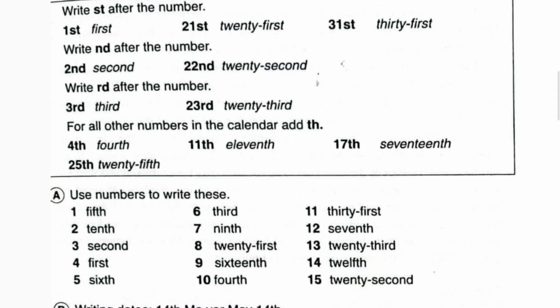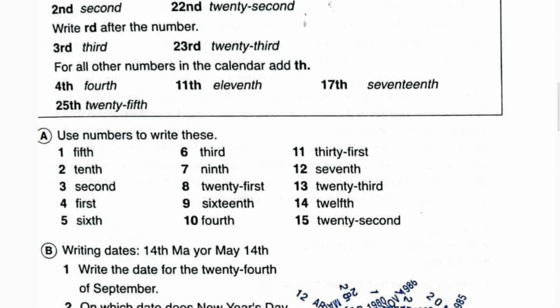After this, we're getting some exercises. Let's do those. First exercise is use numbers to write these. Here, 5th, we will write 5th. 10th, we will write 10th. Second, so easy, we will write 2nd. First, we will write 1st. Sixth, we will write 6th. Third, we will write 3rd. Ninth, it will be 9th.